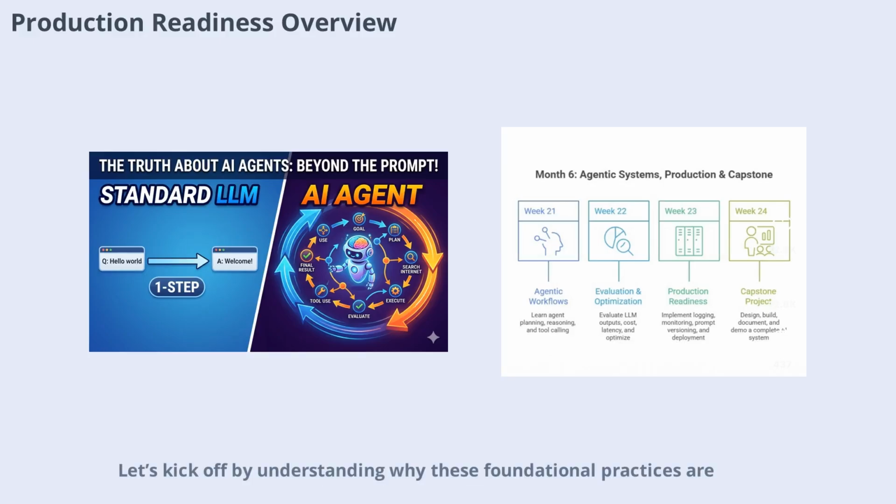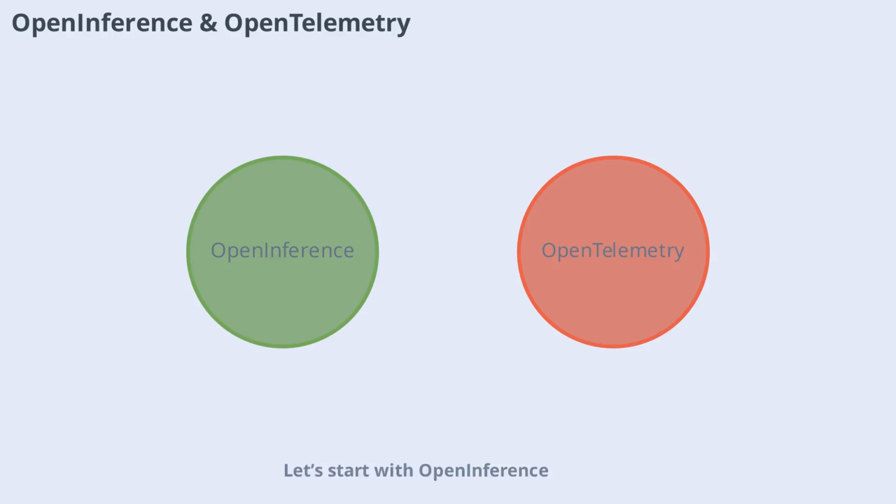Let's kick off by understanding why these foundational practices are essential for any organization aiming to leverage LLMs in real-world scenarios. Let's start with OpenInference, an open standard that extends OpenTelemetry for AI. OpenInference enables you to trace and capture LLM application behavior in a standardized way. It tracks metadata like prompt inputs, token counts, latency, and tool calls, feeding this data directly into monitoring systems such as Phoenix, Datadog, or New Relic.